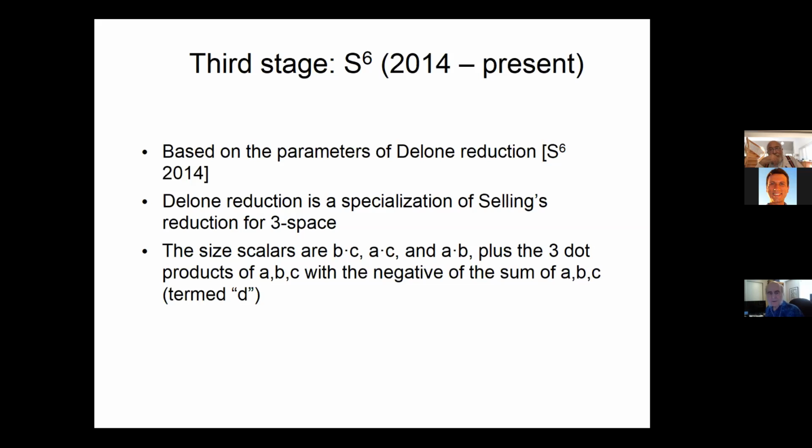And the scalar parameters in this space are going to be b dot c, a dot c, and a dot b. Notice for mnemonics, this involves alpha, beta, and gamma. And then we include the 3 dot products of A, B, and C with D. So we get the dot products A dot D, B dot D, and C dot D.